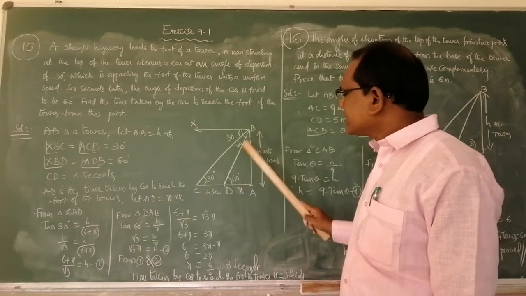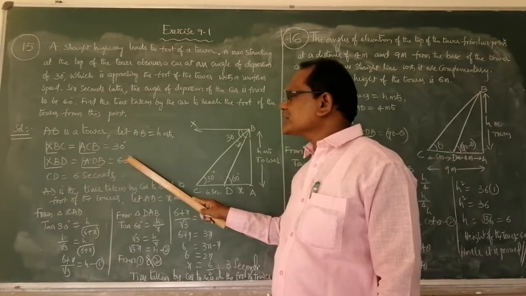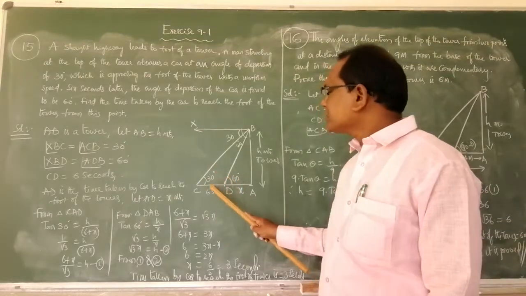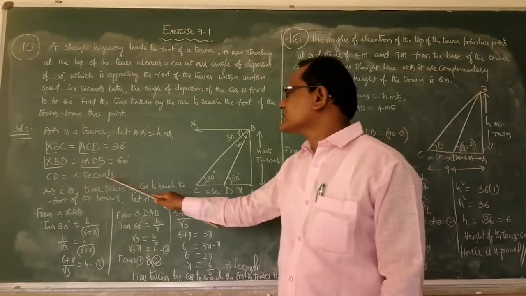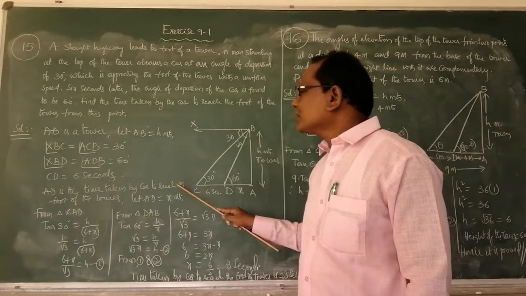Therefore, XBD equals ADB. XBD equals ABD, that is 60 degrees. Then CD: when the car moves from the first position to the second position, how much time is taken by the car? The time taken by the car is 6 seconds.